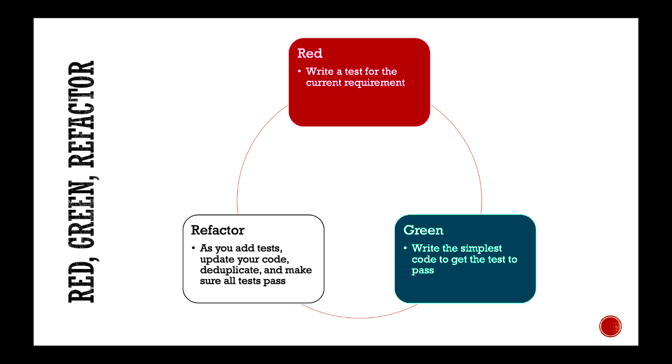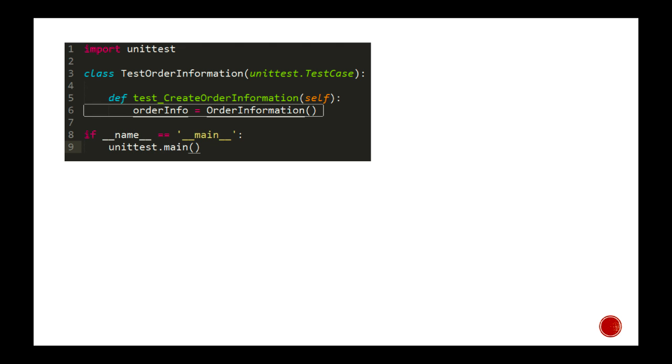You then refactor. As you add tests, you update your code, you deduplicate, you make sure all tests pass. This is the refactor stage. This may also be referred to as the clean stage. You will see in the assignment for this section that when you write your code, you will actually lead your commit messages with these names, either red, green, or clean or refactor, to indicate what you're actually doing and what's going on. So let's look at a very small example.